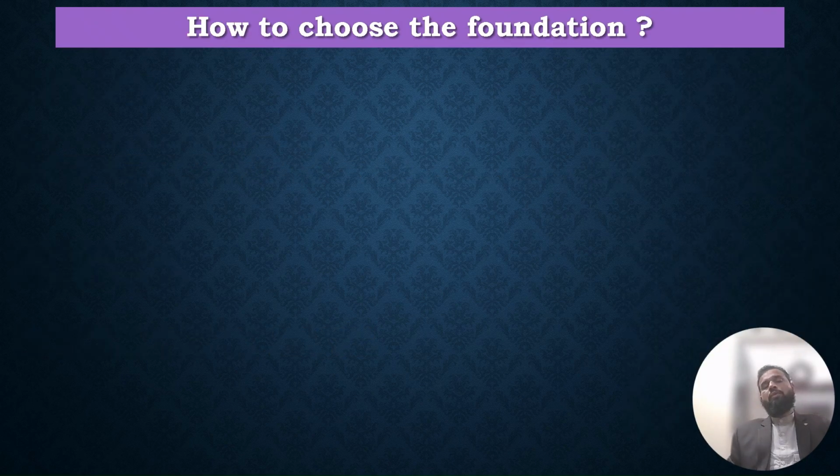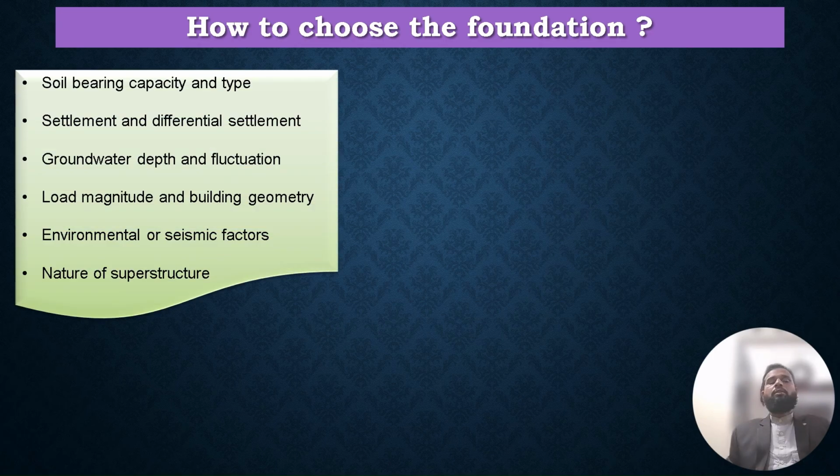Now, how to choose the foundation? This question arises: which type of foundation is suitable in our case, given the current scenarios or the site conditions? For that we have to consider these important factors: soil bearing capacity and type, settlement and differential settlement, ground water depth fluctuation, load, environmental scenarios, and also the nature of the superstructure, which type of superstructure we are going to construct.